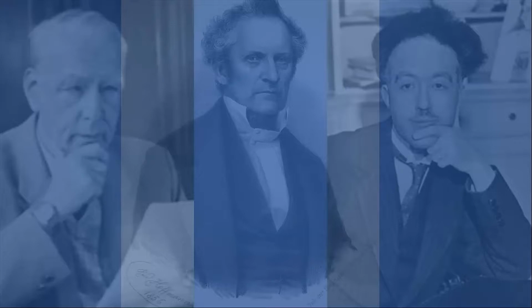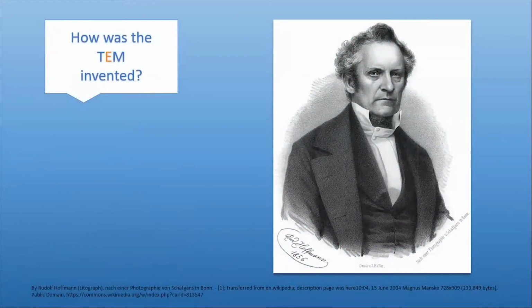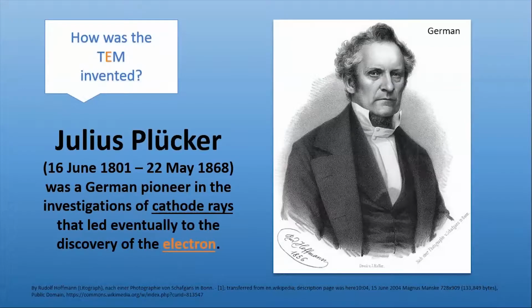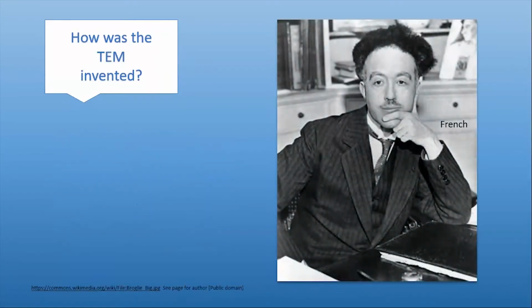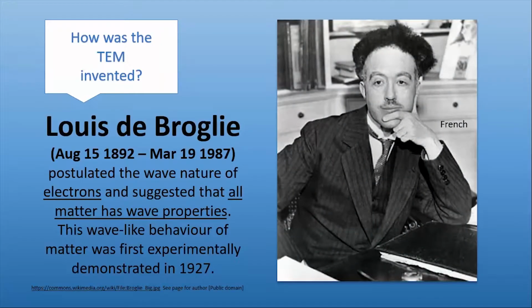Now, let's take a look at the history of how the TEM was invented. Julius Plücker, a German scientist, pioneered investigating cathode rays. This eventually led to the discovery of electrons. Louis de Broglie suggested that electrons in all matter had wave-like properties. This was experimentally demonstrated in 1927.